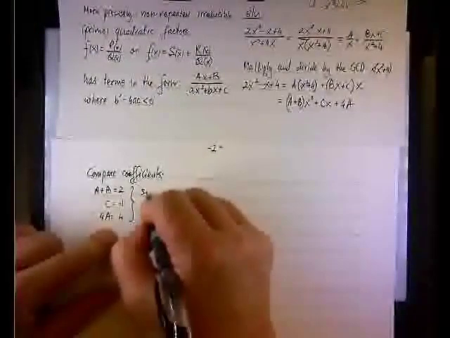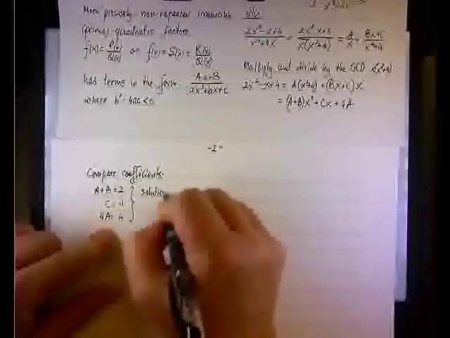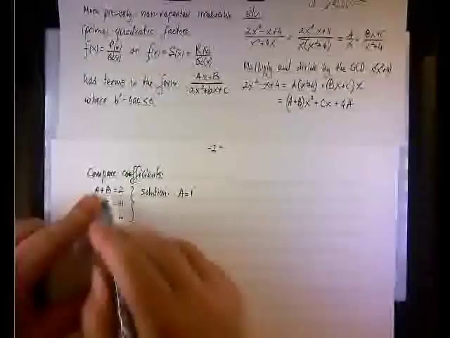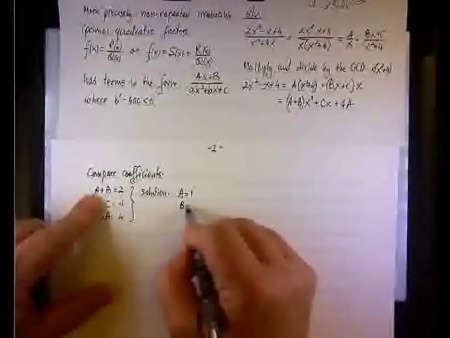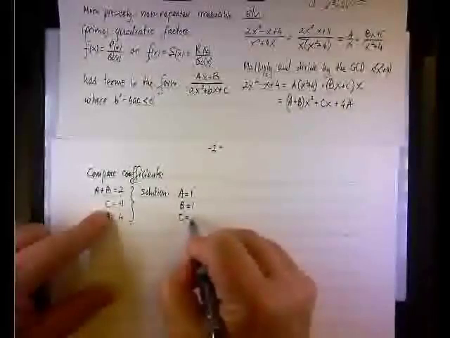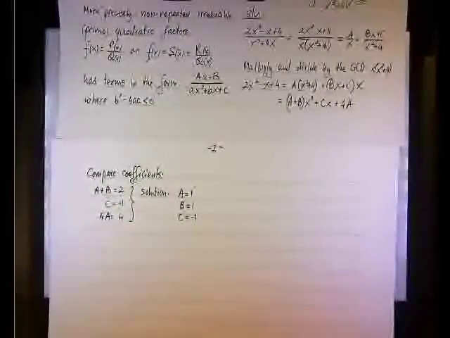You can see that a equals 1. If a equals 1, then b equals 1 as well, right? And c already given to us is negative 1. So at this point we have the values for a, b, and c, and we can write the integral using the new form.